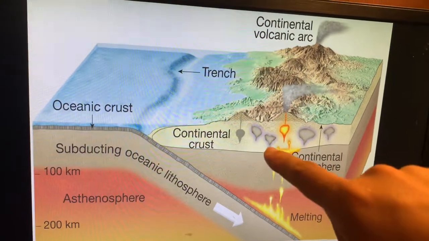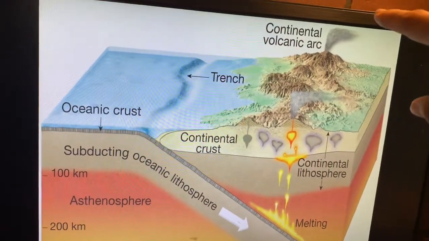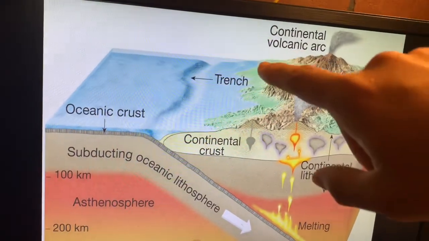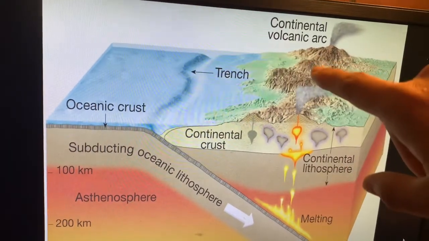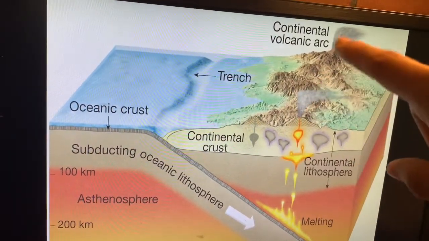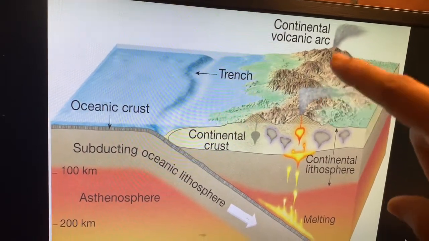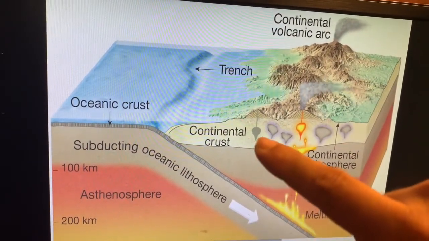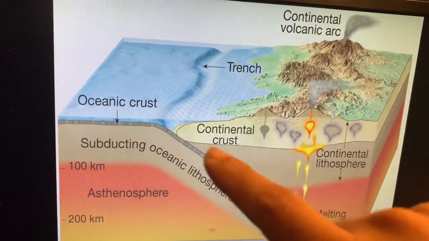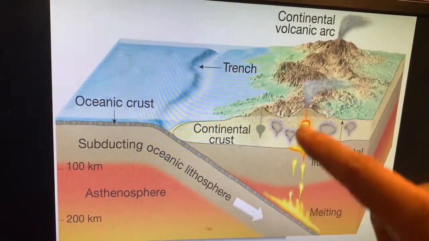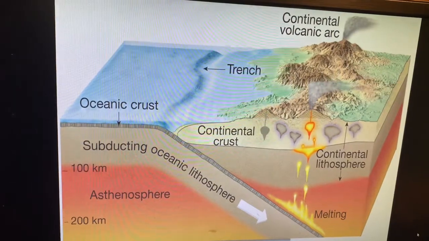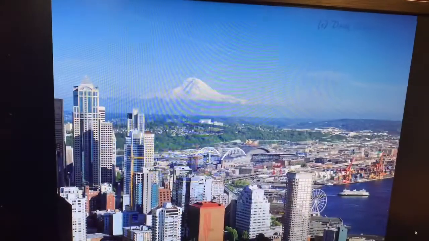And usually what we'll actually find is a series of volcanoes relatively close to the coastline, not directly on it, but relatively close to the coastline in a chain. We call that a continental volcanic arc. So that's the series of volcanoes that forms on the continental crust because the oceanic crust gets forced underneath it, melts, and then punches its way through. We find this all along the west coast of the United States.